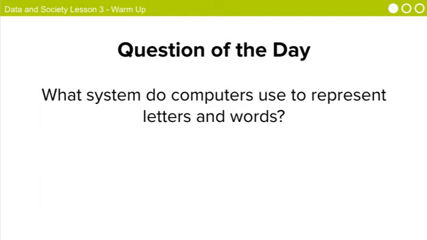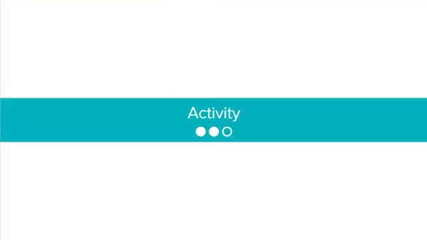Our question of the day is, what system do computers use to represent letters and words? Modern computers are electronic devices filled with lots of tiny wires. These wires carry electricity, and at any moment, a wire can be on or off. In fact, all the information you've ever used on a computer, like documents, videos, and pictures, eventually needs to be translated down into these on and off signals. This is a really big challenge, and it's one we're going to explore for the next few lessons.